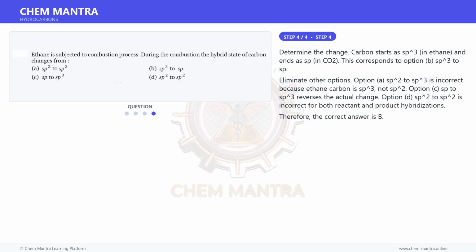Eliminate other options. Option A, sp2 to sp3, is incorrect because ethane carbon is sp3, not sp2. Option C, sp to sp3, reverses the actual change. Option D, sp2 to sp2, is incorrect for both reactant and product hybridizations.